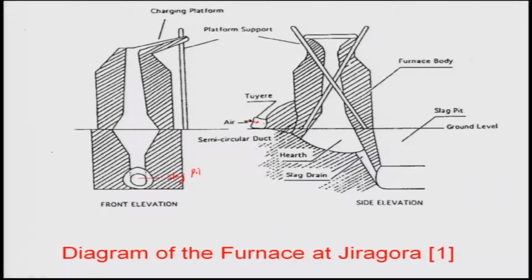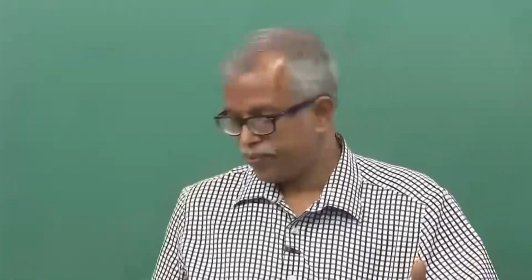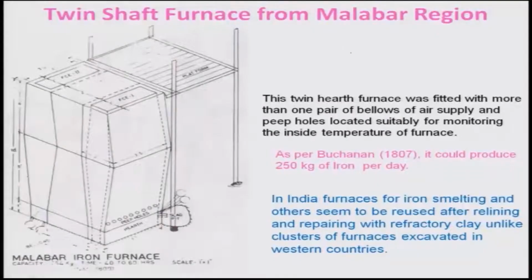So, if you look, there are several designs one can see across the various parts of the country, and they were using their creative power to develop themselves, and of course, these are the support platform for this structure to remain. And there is another twin shaft furnace from the Malwa region, which I have shown here. This is phase 1 and this is phase 2. These are the pipe holes through which air will be passing. This is a slag pit, and this is the hearth. And there is a platform where you can take this out and everything.